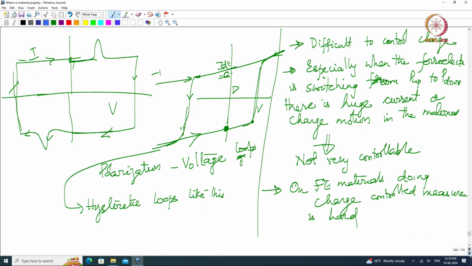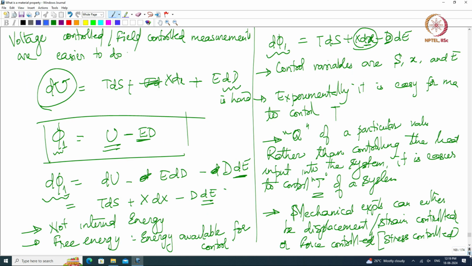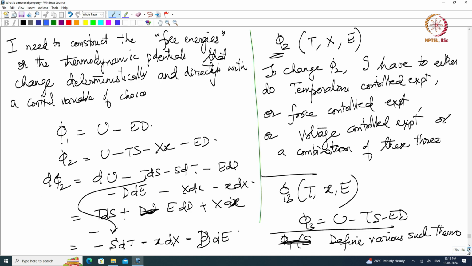So if I go here, you can see there is a phi 1 which is u minus Ed, and a phi 2 that I defined which is u minus Ts minus xX minus Ed. Now phi 2 is a potential that I will be using if my control variables are entropy, charge, and strain. The other way around, this one: if my control variables are temperature, stress, and electric field.